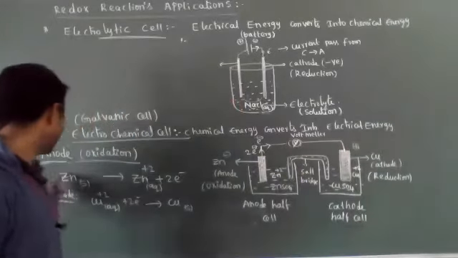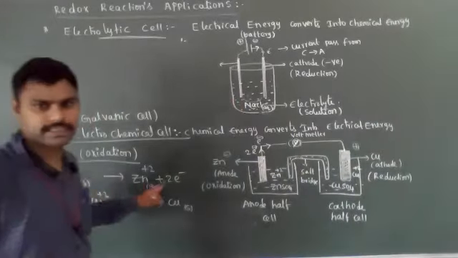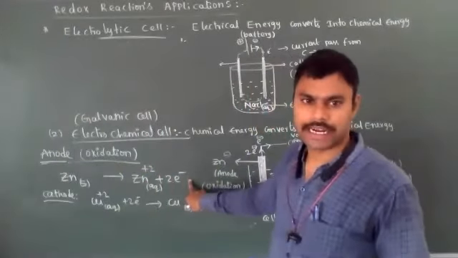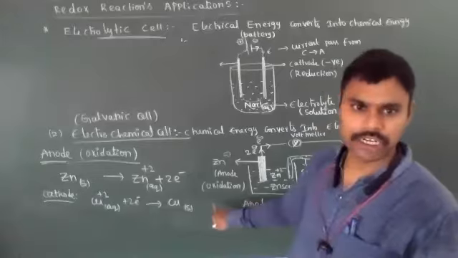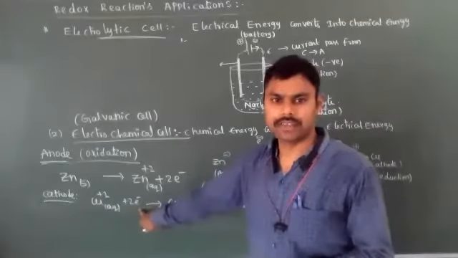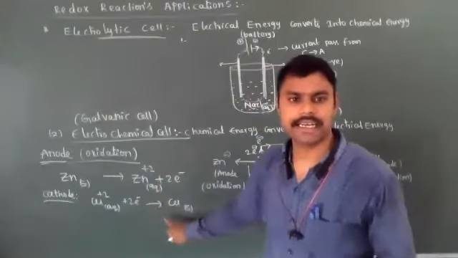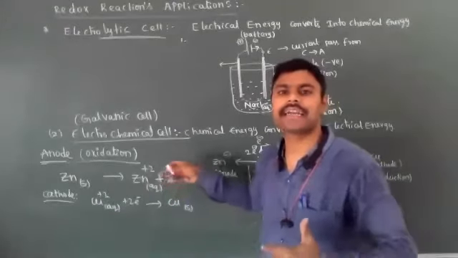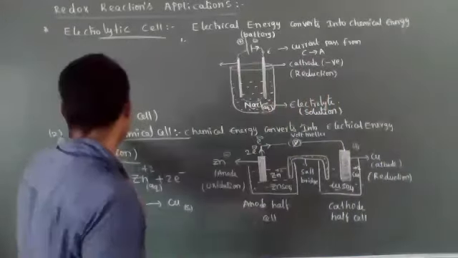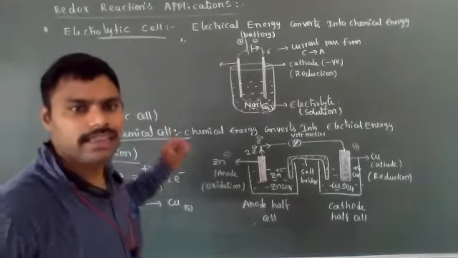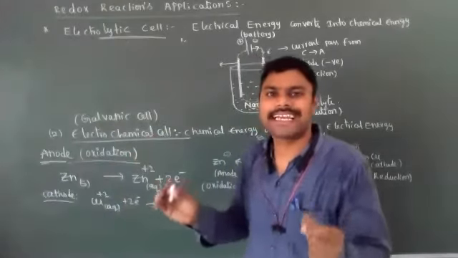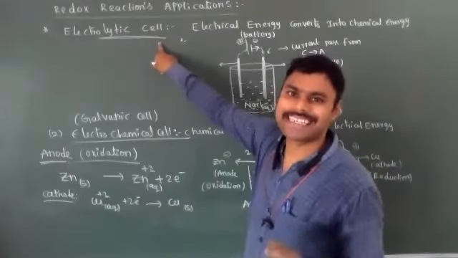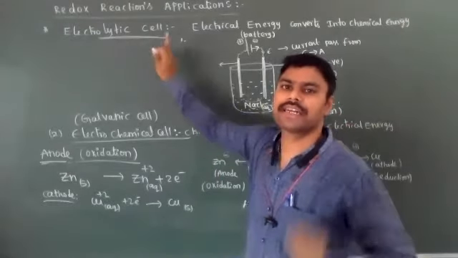So what happens now? At the anode, oxidation reaction takes place. The zinc metal is converted into Zn2+ and produces 2 electrons. At the cathode, Cu2+ ions are converted into copper by accepting electrons. Here the oxidation number is increased and here the oxidation number is decreased. Both oxidation and reduction reactions take place in the electrochemical cell. So the working of an electrochemical cell is an application of redox reaction.